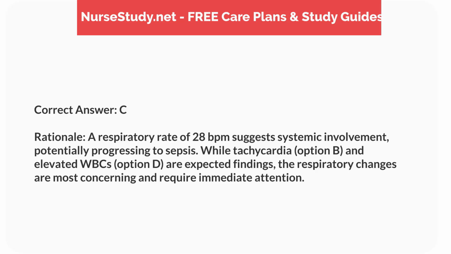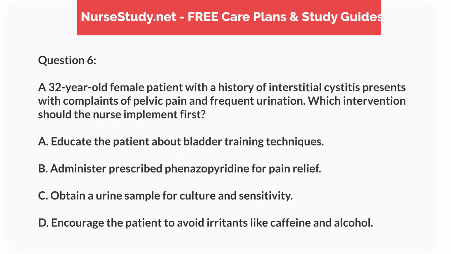Question 6. A 32-year-old female patient with a history of interstitial cystitis presents with complaints of pelvic pain and frequent urination. Which intervention should the nurse implement first?